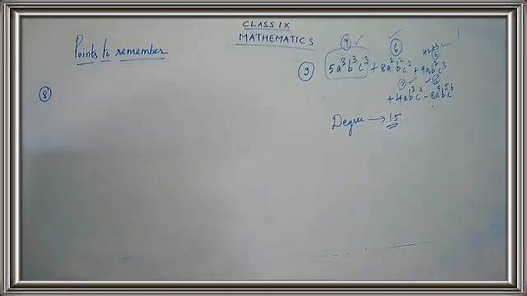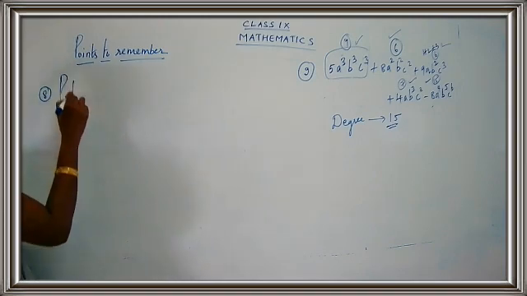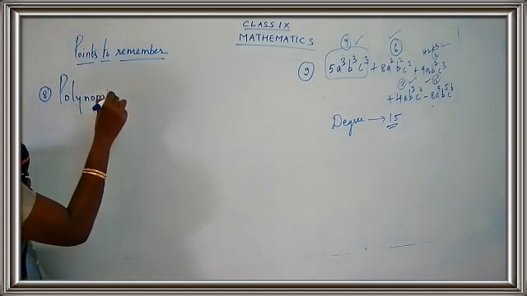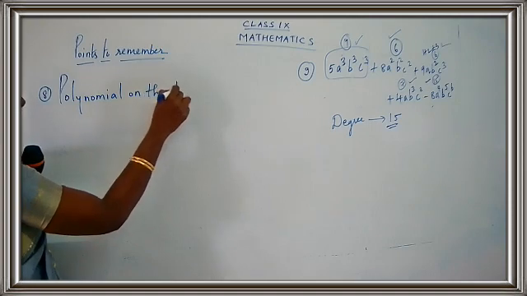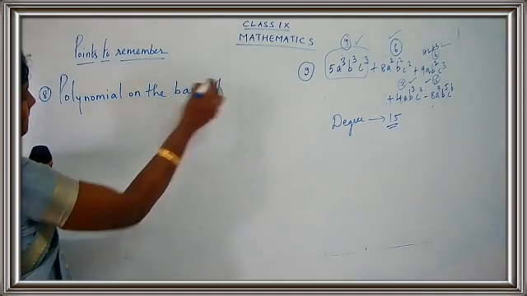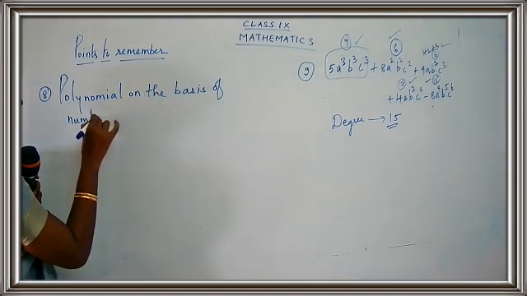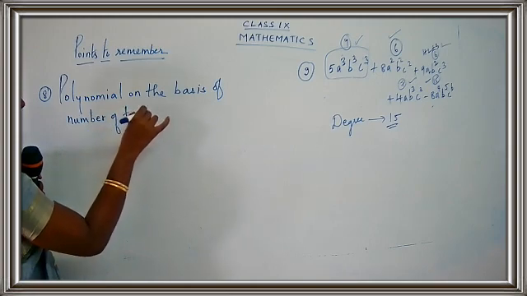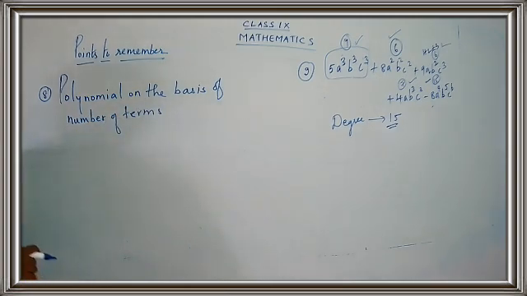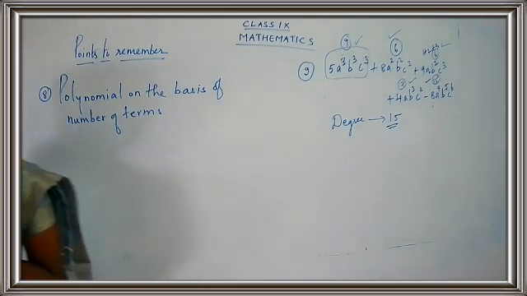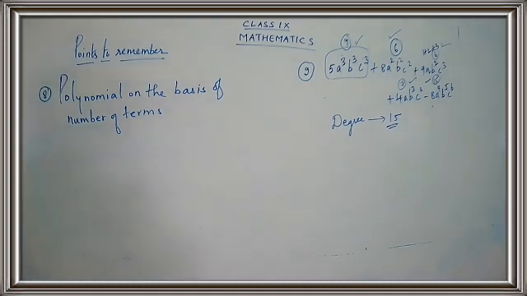So write down the heading as polynomial on the basis of number of terms. So we have two ways of classifying a polynomial. One is based on the number of terms and one is based on the degree. Okay, children? So let's see how to find out the answer.